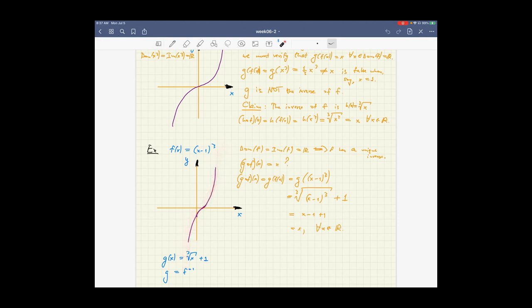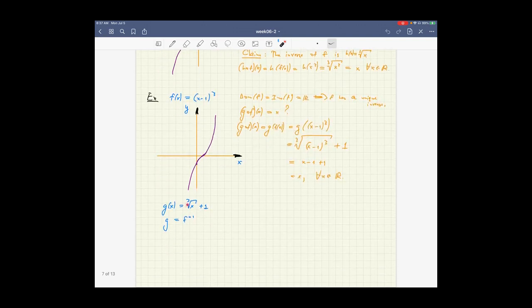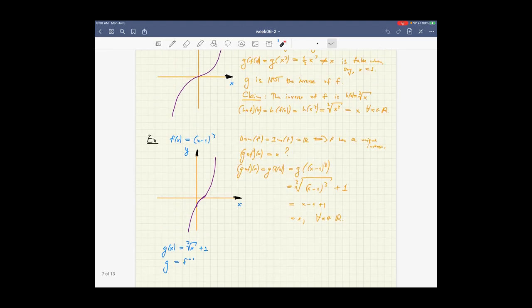real line. As we know, being bijective means that it has a unique inverse, and as we explained, the unique inverse of this function is the cubic root of x plus 1 function. We did check that g of f of x equals x for every x in R.